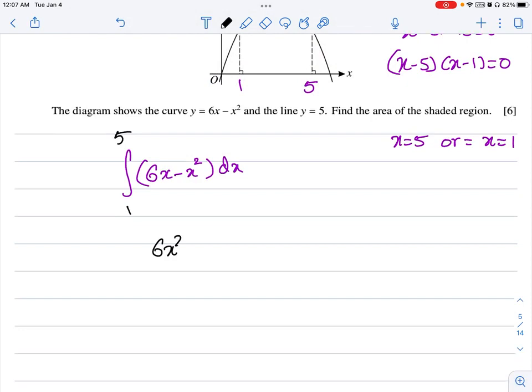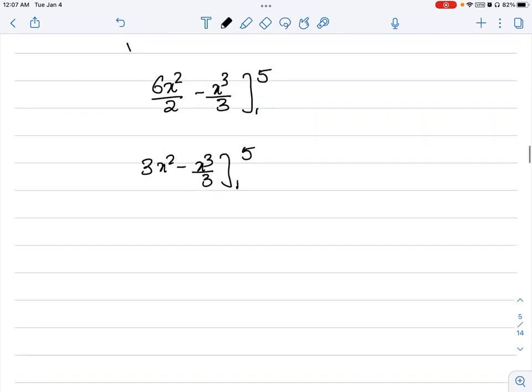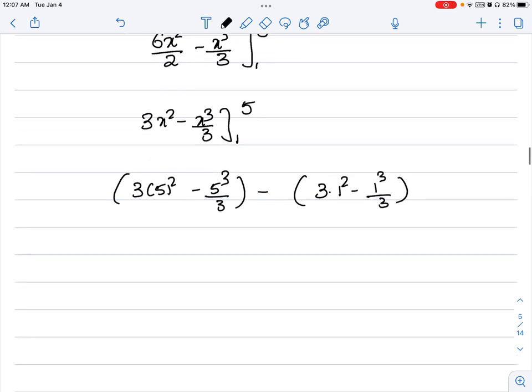Now the integral of 6x is 6x square upon 2. The integral of x square is x cube upon 3, from 1 to 5. Now plug in the values. This is 3x square minus x cube upon 3 from 1 to 5. Plug in: 3 times 5 square minus 5 cube upon 3, minus 3 times 1 square minus 1 cube upon 3. So this becomes 25 times 3 is 75 minus 125 upon 3, minus 3 plus 1 upon 3. 72 minus 124 upon 3.